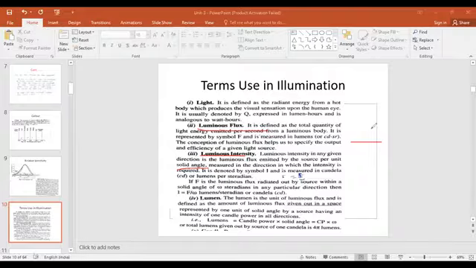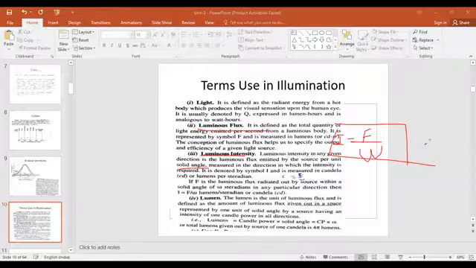So luminous flux F and solid angle W, that is equal to I. This is the luminous intensity, and it is measured in, what is the unit? Candela. That is named after the scientist Candela. Unit of this I. Okay.